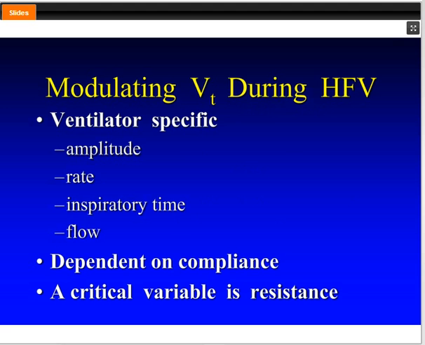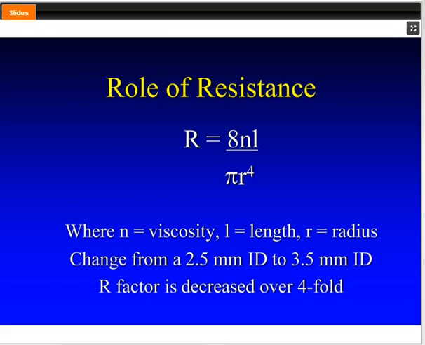Modulating the tidal volume during high-frequency ventilation is ventilator-specific. Amplitude, rate, inspiratory time can play a role, and flow. But many of that is dependent on compliance. So if you allow the lung to become less compliant by losing appropriate volume or over-distending the lung, you will then alter the ability to provide an appropriate tidal volume. And resistance in the lung is also a critical factor.